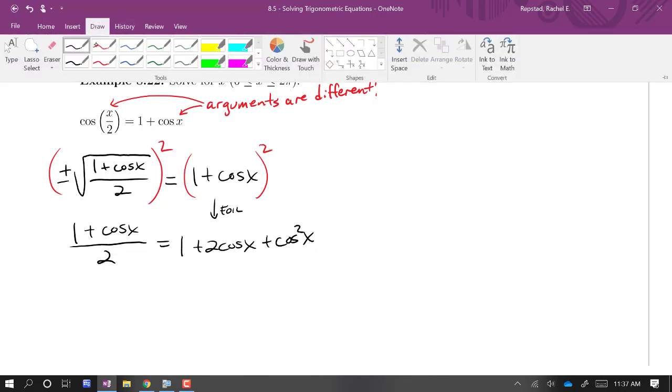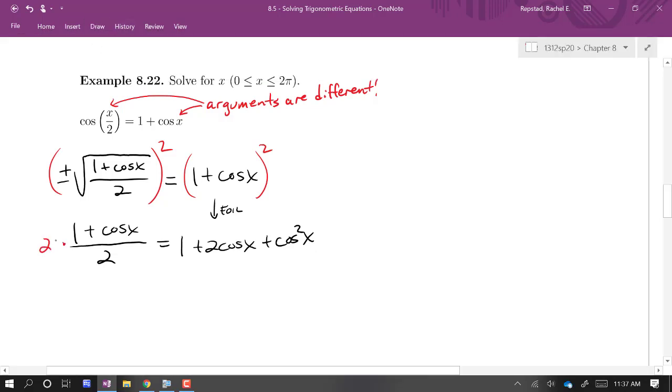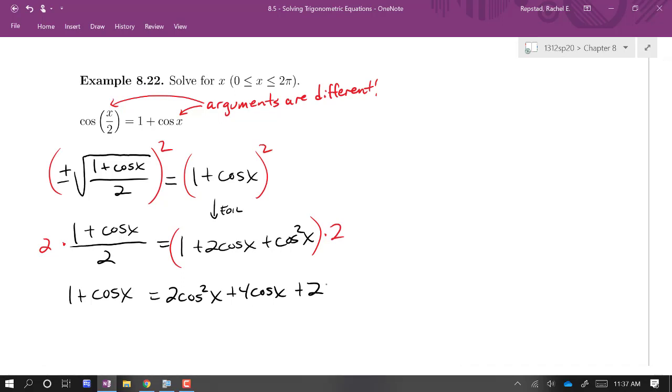All right, let's clear denominators. Let's multiply both sides by 2. So 1 plus cosine x is equal to, I'm going to distribute the 2, and I'm also going to start with my highest power of cosine. So 2 cosine squared x plus 4 cosine x plus 2. That's just a habit that I'm in, to write the highest power first. And this is another quadratic like the last one. It's a quadratic in cosine instead of sine.